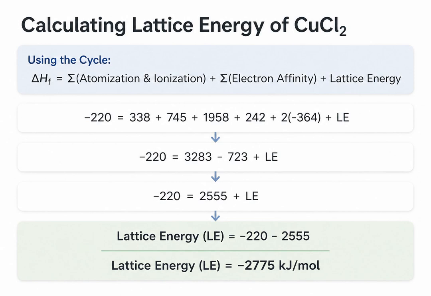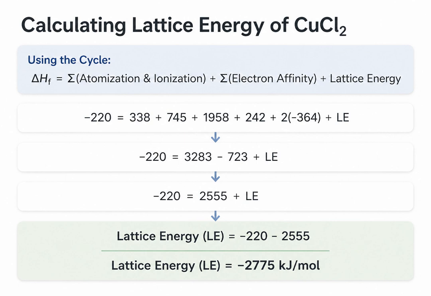Following the cycle, the enthalpy of formation is equal to the sum of all the atomization, ionization, and electron affinity steps plus the lattice energy. We plug in our values. Negative 220 equals the sum of our positive steps, which is 3,283, plus our negative electron affinity step of negative 728, plus the lattice energy. Solving for the unknown, we find the lattice energy is negative 2,775 kilojoules per mole.